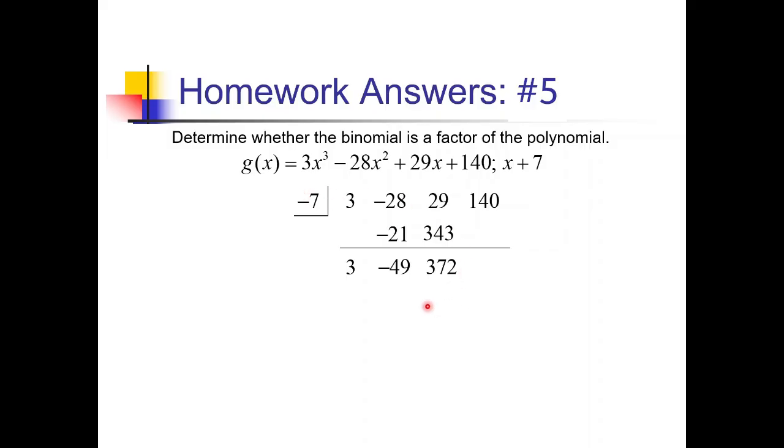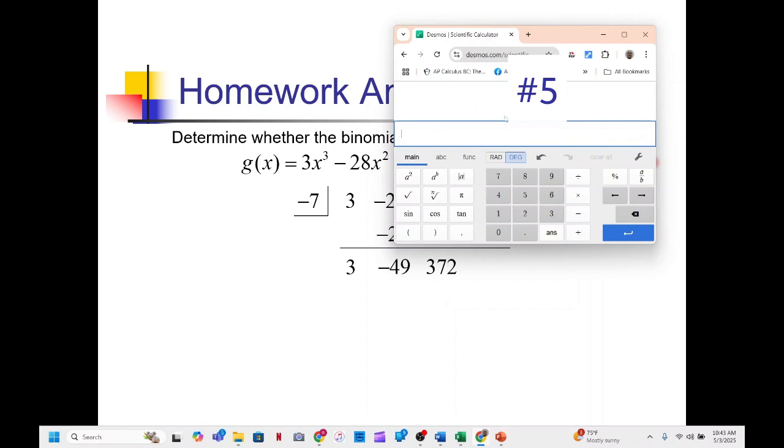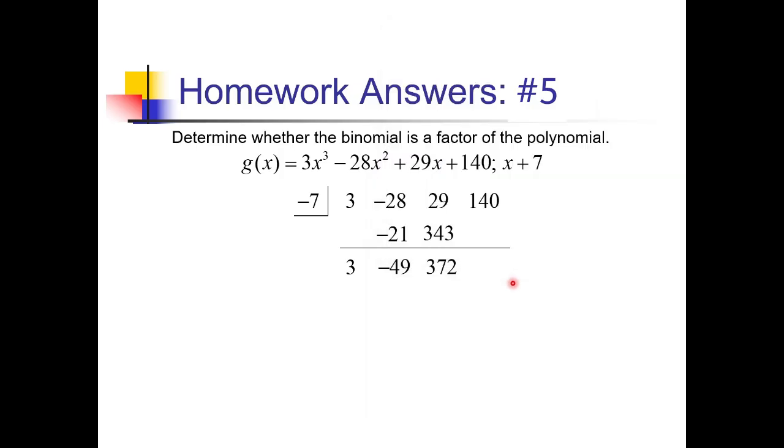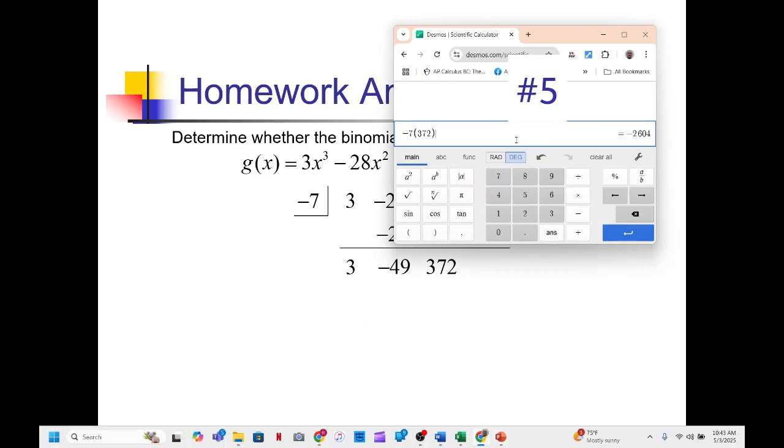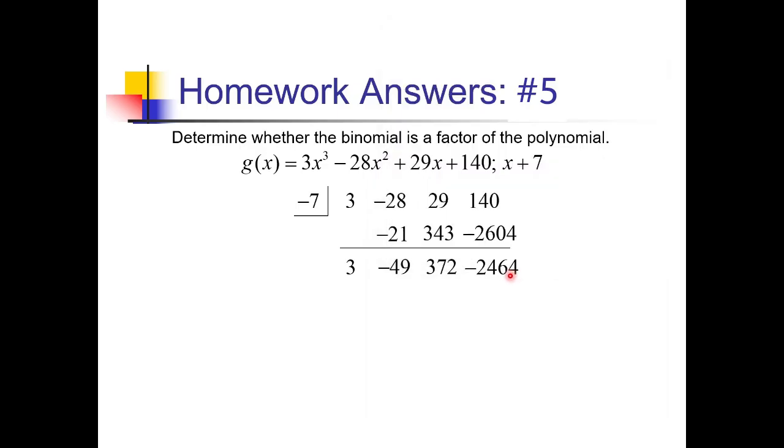I don't even know, I'm going to go to Desmos and calculate this one. So we've got negative 7 times 372. Definitely a calculator problem here. That is negative 2,604. And while I've got the calculator loaded up, let me add that to 140 just to get my remainder. Answer plus 140 is negative 2464. In any case, that's our remainder. That's definitely not 0. So no, x plus 7 is not a factor of g of x.